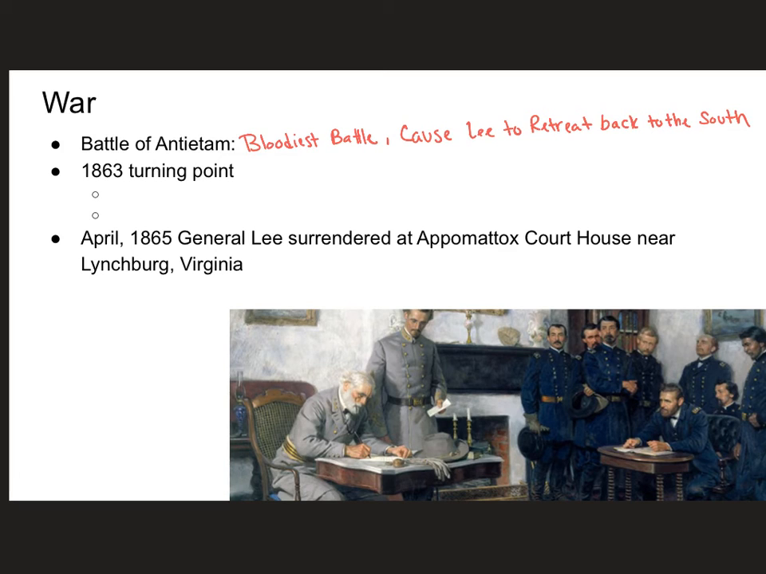And really the year of 1863 became the turning point. The reason is because of the Battle of Vicksburg, which gave the Union, or the North, control over the Mississippi River, which was really important for trade and getting goods up.